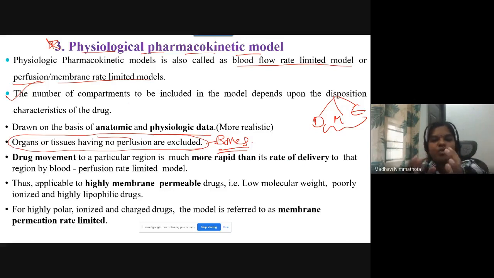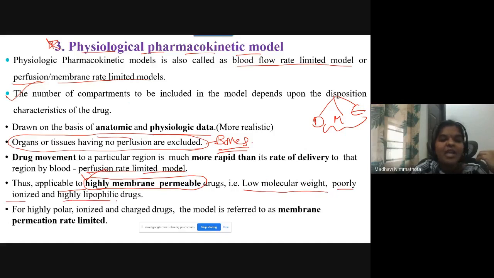So your drug is transported between the various organs very fast, and then it is said to be perfusion rate limited. Thus, it is applicable to highly membrane permeable drugs. So this physiologic pharmacokinetic model can be applied to highly membrane permeable drugs, that is, low molecular weight, poorly ionized, and highly lipophilic drugs. For highly polar, ionized, and charged drugs, this model can be referred to as membrane permeation limited.